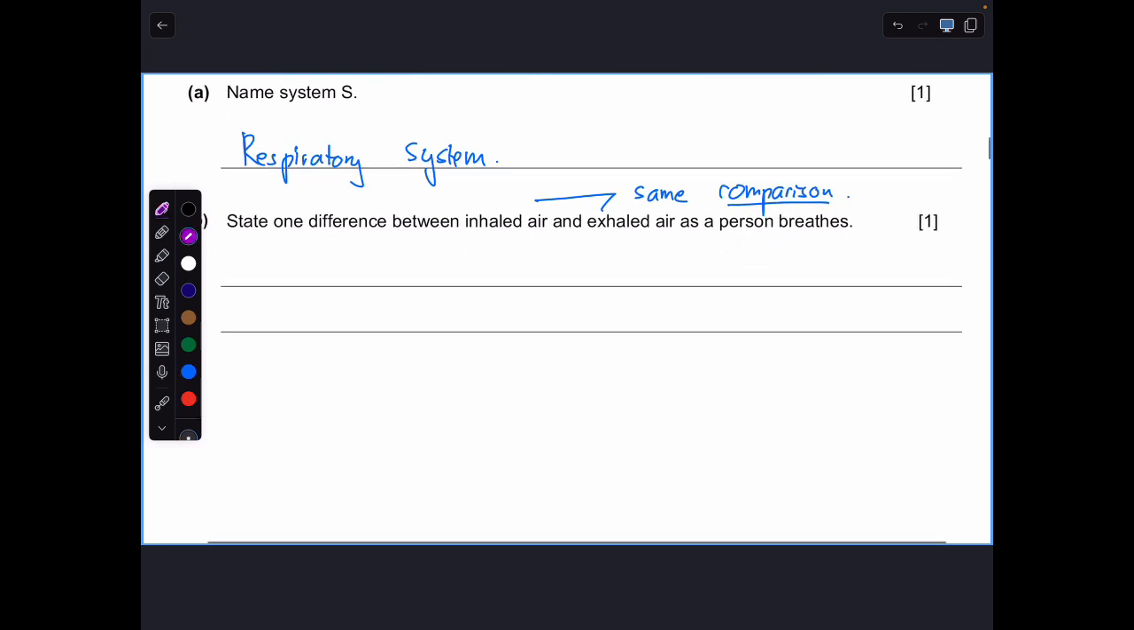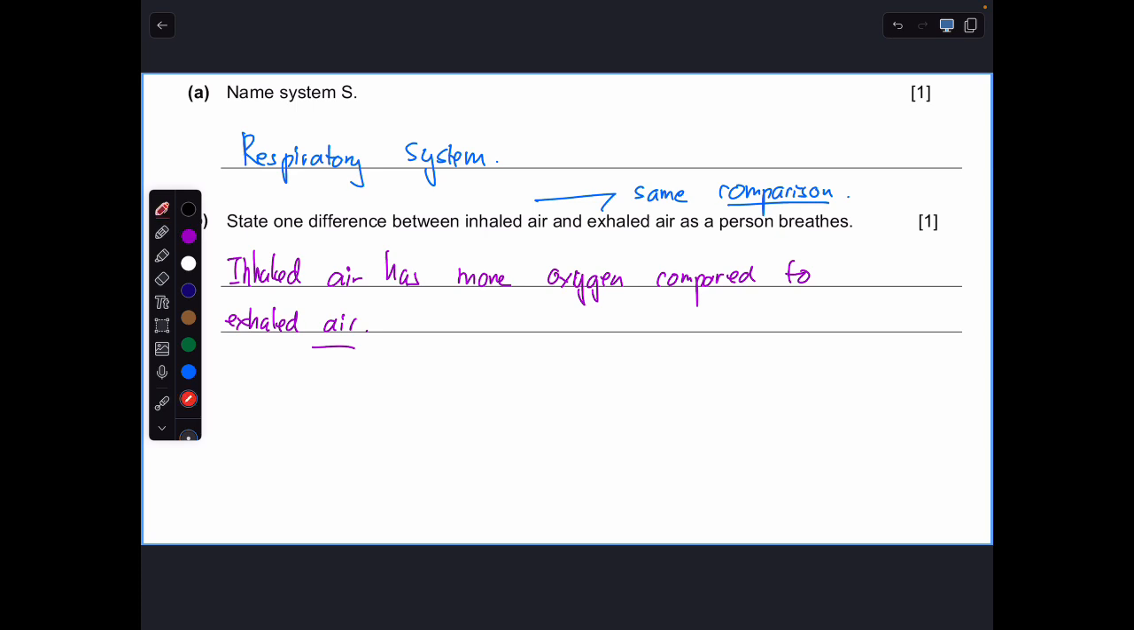So please, inhale air has more oxygen compared to exhale air. That's it, full stop. I'm just talking about oxygen. It is what it is. I don't need to tell you other things. So if you want to talk about carbon dioxide, then it's the other way around. Inhaled air has less carbon dioxide.